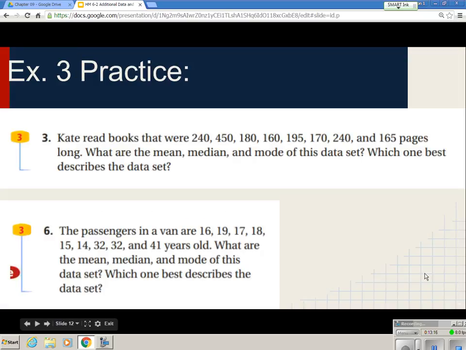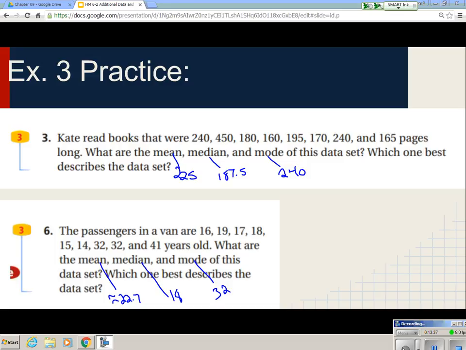All right, I want you to look at these 2 scenarios, and I want you to tell me which data set would be the best. You've got to find the mean, median, mode, and then tell me which one is the best for each. Come back when you've got both of these questions done.